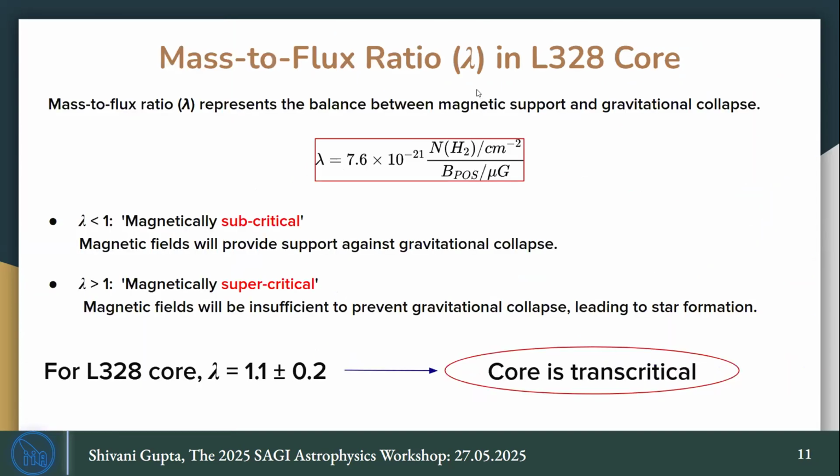Further, we will investigate the mass-to-flux ratio in the L328 core. Mass-to-flux ratio represents the balance between magnetic support and gravitational collapse, and it is represented by this equation. If lambda is less than 1, we can say that the core is magnetically subcritical, which means the magnetic field will provide support against gravitational collapse. If lambda is greater than 1, we say the core is magnetically supercritical. It means the magnetic field will be insufficient to prevent gravitational collapse. Hence, it will lead to star formation. For the L328 core, we found that lambda is around 1, which suggests that the core is transcritical.